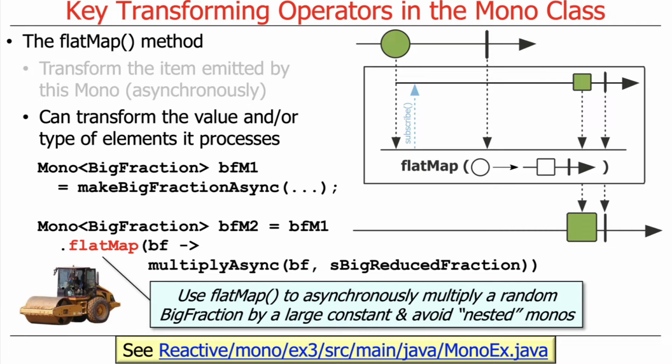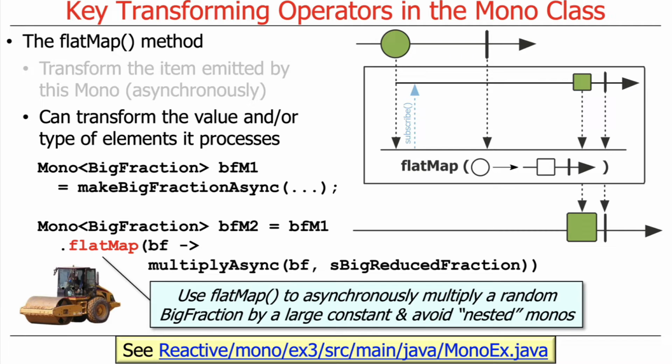So here's an interesting use case. We will look at this use case in more detail when we get into the discussion later of the case study. What we're going to do here is make a random big fraction by calling the makeBigFractionAsync method. And this is going to make the fraction asynchronously, so it's going to be running in a background thread. Let's say we're making a really big fraction, and so we want to do that in the background. We don't want to block.